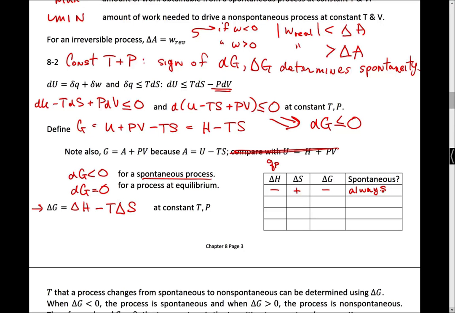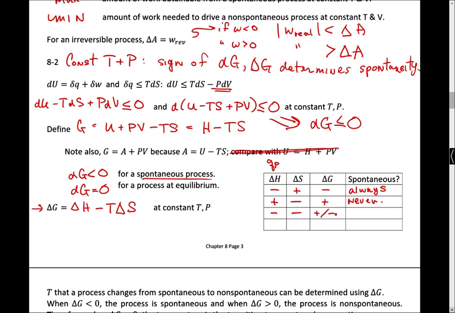spontaneous. If I reverse the process, or if I have a process that's endothermic and also has a decrease in entropy for the system itself, delta G is always going to be positive, and that's never going to be spontaneous. So if I want it to occur, I'm going to have to drive the process. And then we look at the mixed cases. If I have an exothermic process but a decrease in the entropy of the system, we know that delta G can be plus or minus.